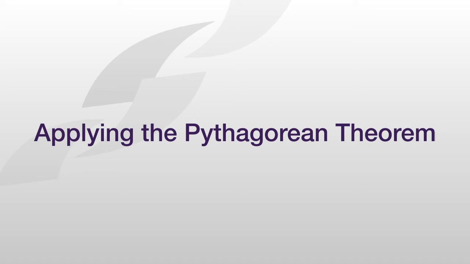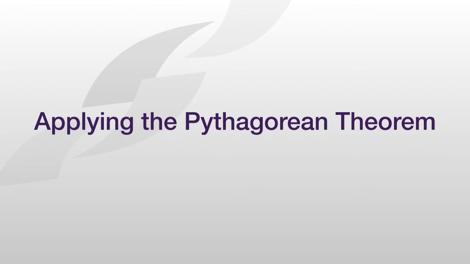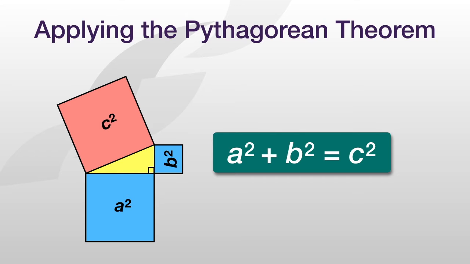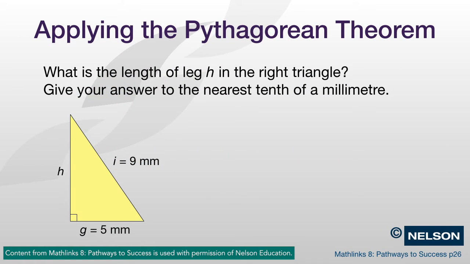Now that we have learned about the Pythagorean theorem, let us apply this theorem with two questions from the textbook. What is the length of leg H in the right triangle? Give your answer to the nearest tenth of a millimeter.